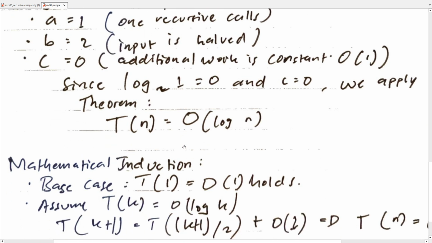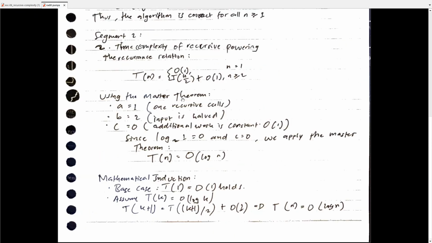And this is the mathematical induction. The base case is T(1), and it holds as O(1), constant. And we assume that T(k) is O(log k). So it basically means that T(k+1) equals T((k+1)/2) plus O(1), which results in our final time complexity: T(n) equals O(log n).